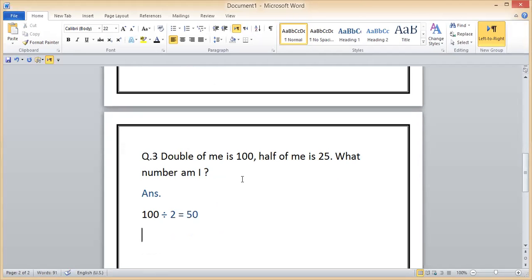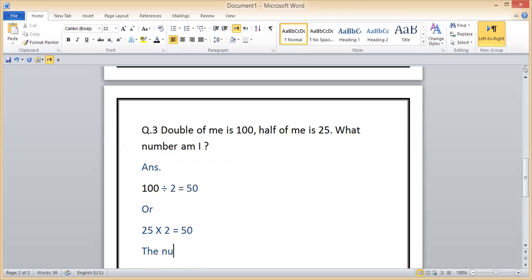Okay. And one more way you can find out. Or you can check half of me is 25. So half of me is 25 means you will find the opposite of half, that is double. So you will multiply 25 by 2 and the answer will be the number 50. Very good, Sharif, very good, Hamedo.